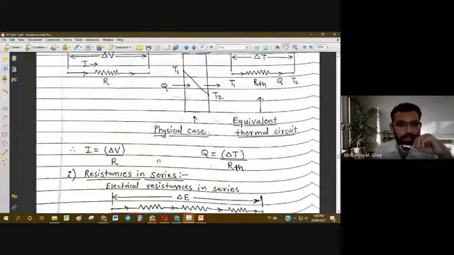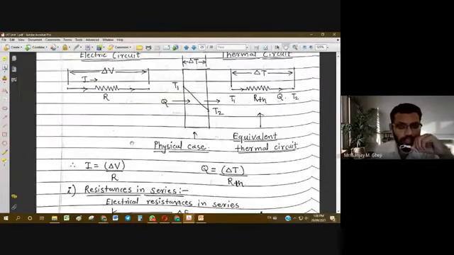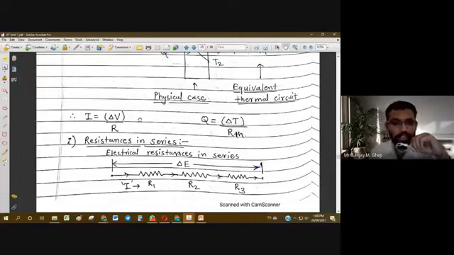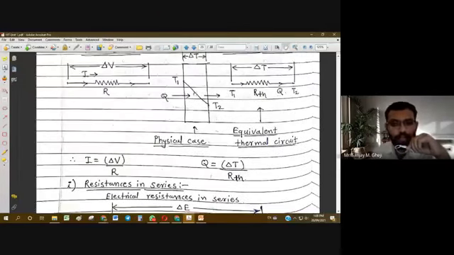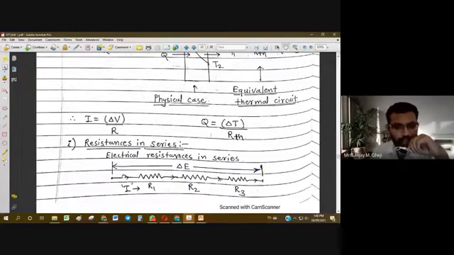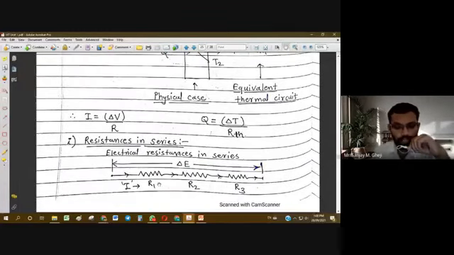Now, as in the case of an electrical circuit, there are two combinations. One is resistances in series, and the other is resistances in parallel. The same series and parallel concepts are valid in thermal conduction also. If we take three different resistors connected one after the other, R1, R2, and R3 in a sequence, they are said to be resistances in series. So we have three different resistances, R1, R2, R3, all connected as shown here.